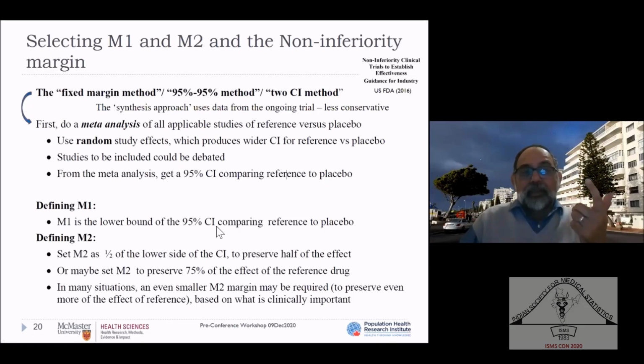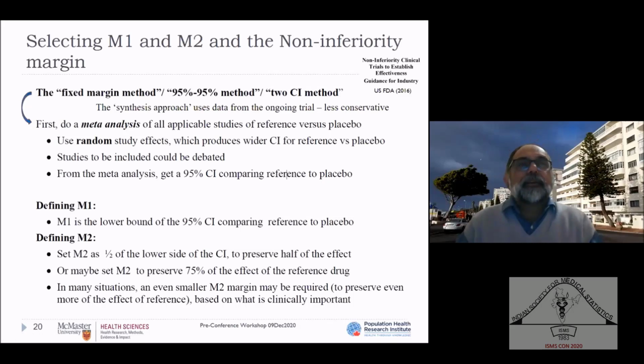Once you have M1, now you want to know how much of the effect of the reference you want to preserve in the new one. And so M2 has to be some percentage of M1. Standard thing is half of it. So 50% of the lower side of the confidence interval. Sometimes people say, well, we want to preserve a lot of it, so let's do 75%. But that's about as high as people will go. In many situations, even smaller M2 may be required based on what is clinically important. But usually I haven't seen it go beyond 75.